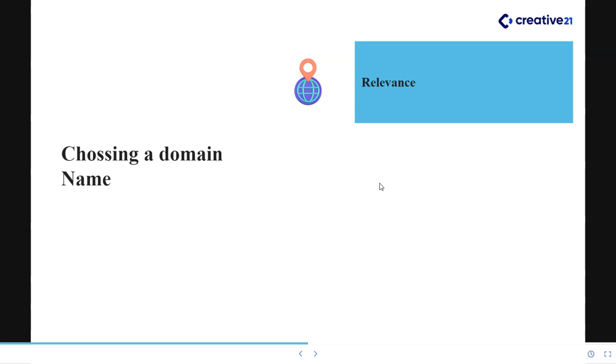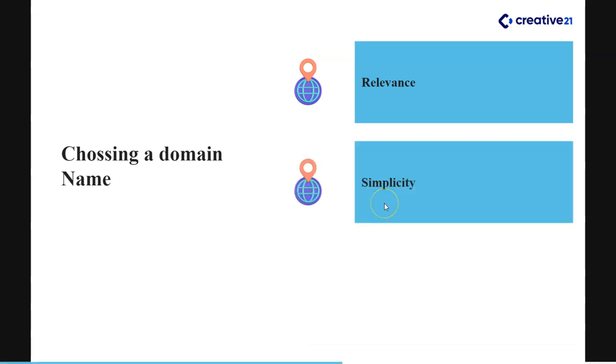The other thing that you need to consider when choosing a domain is simplicity. Remember, we said petsandcats.com. If I give someone my website name, they should be able to remember it. It has to be simple. It just doesn't have to be complicated in terms of pronunciation.